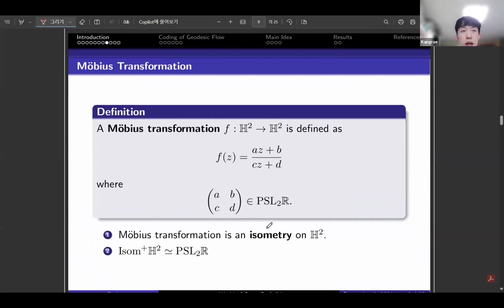Now, isometries on the hyperbolic plane are described by Möbius transformations. This map f sends z to (az plus b) over (cz plus d), where the determinant of the matrix (a b; c d) is equal to 1. And note that orientation-preserving isometries on the hyperbolic plane are exactly Möbius transformations.